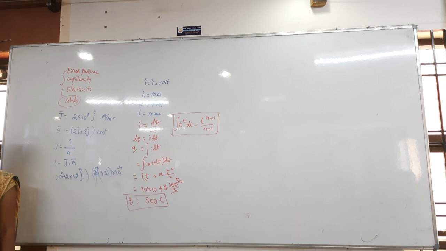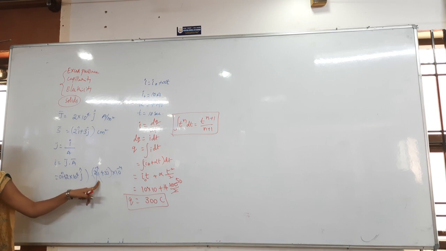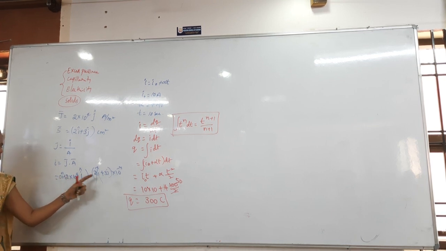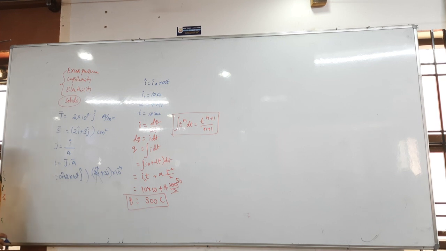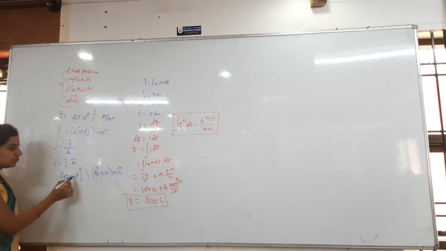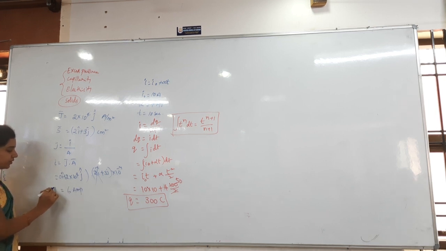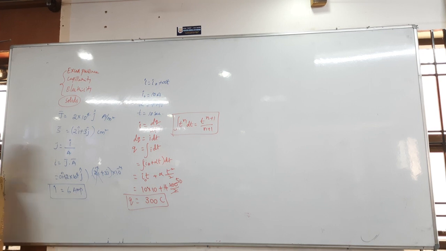Now you have to multiply I with I. I value is how much here? 0 into 2 becomes how much? 0. Then J value. J is how much here? 2 into 10 power 4 into 3. How much will it be? 6. 6 into, this is 10 power plus 4, this is 10 power minus 4. How much will it become? Just 6 amperes only. That's it. This is the I value, current. Clear? Just dot product only.